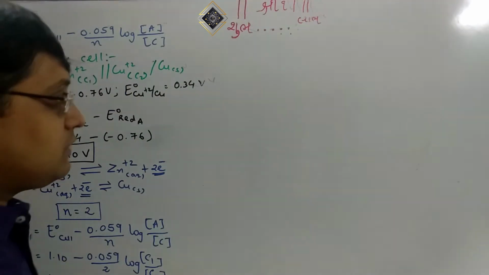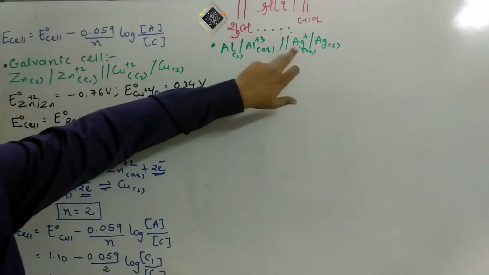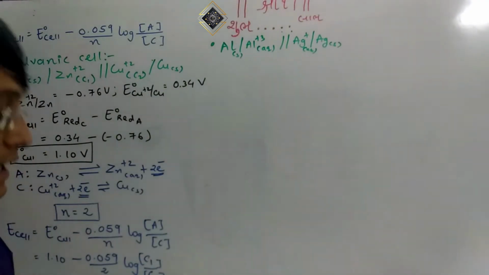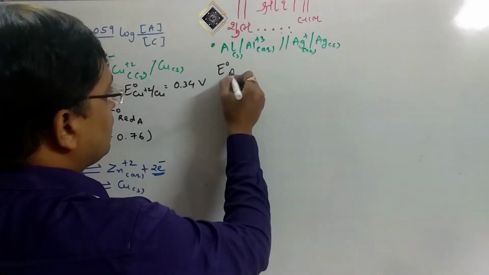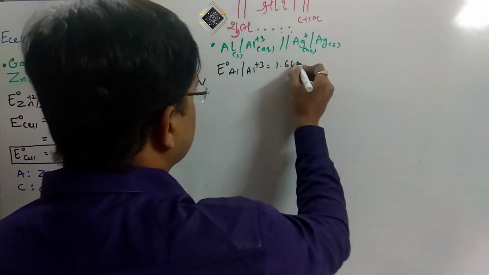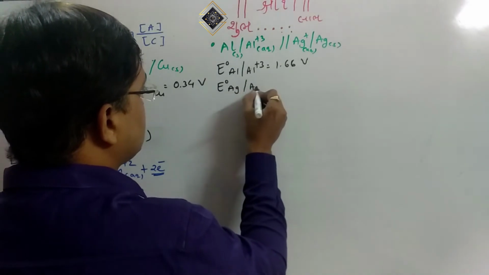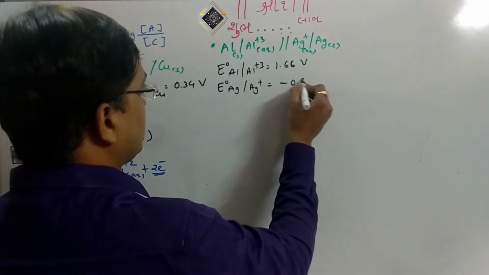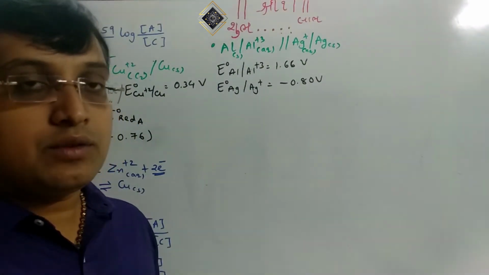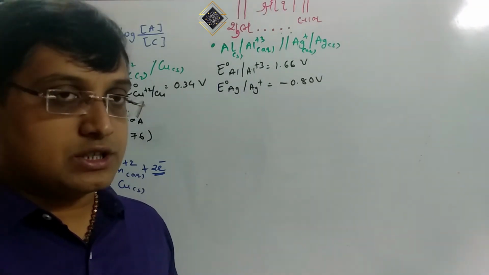Let's take one more example, that we have Al slash Al plus 3 double slash Ag plus slash Ag. Okay, the potentials of these half cells are given. E0 Al slash Al plus 3 is 1.66 volt and E0 Ag slash Ag plus is given minus 0.80 volt. Okay, this much data they will give you in your exam. So then calculate the non-standard cell potential.